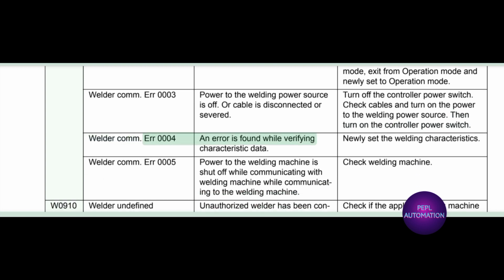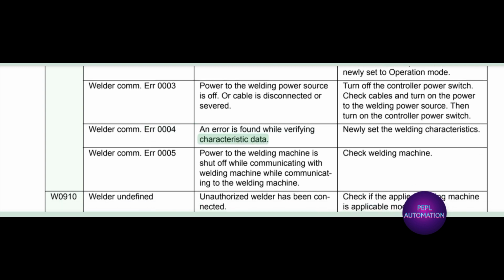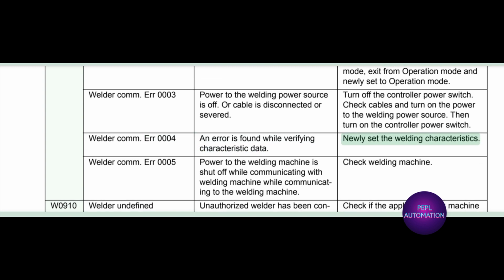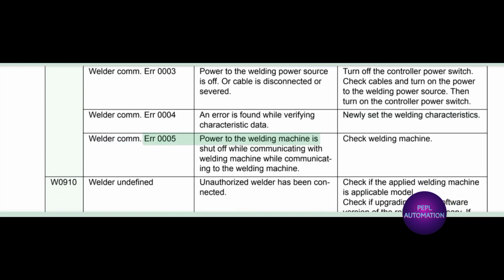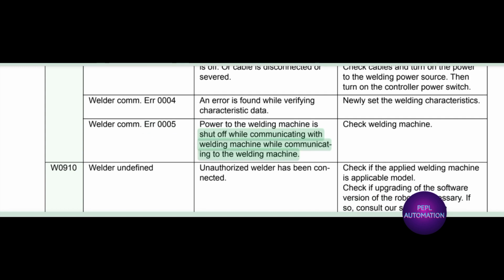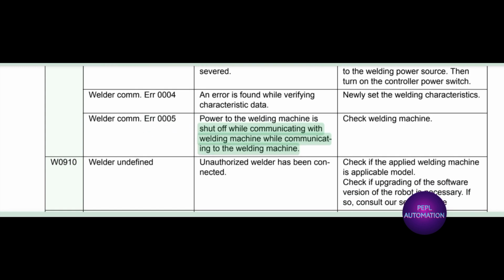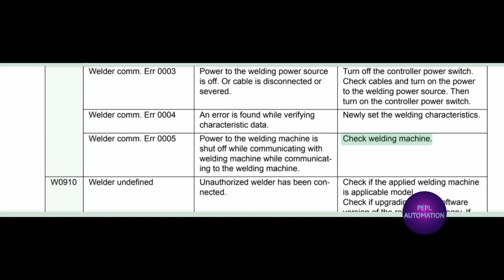Welder.com. Error0004 an error is found while verifying characteristic data. Newly set the welding characteristics. Welder.com. Error0005 power to the welding machine is shut off while communicating to the welding machine. Check welding machine.